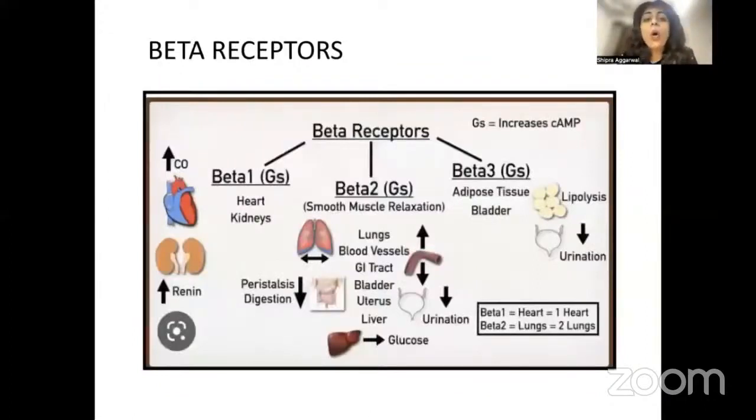The beta receptors, of which the beta 1 receptor is mainly present in the heart, will result in both inotropic and chronotropic effects. The beta 1 receptors are also present in the renal system, which will result in increased renin production. The beta 2 receptors mainly lead to smooth muscle relaxation and are present in blood vessels, which will result in vasodilatation. They are also present in the pulmonary system and will lead to bronchodilatation. The beta 3 receptors are present in the fat cells.